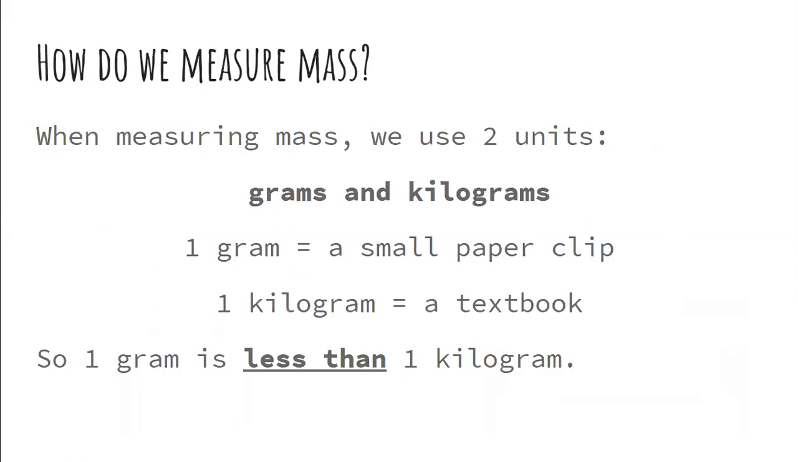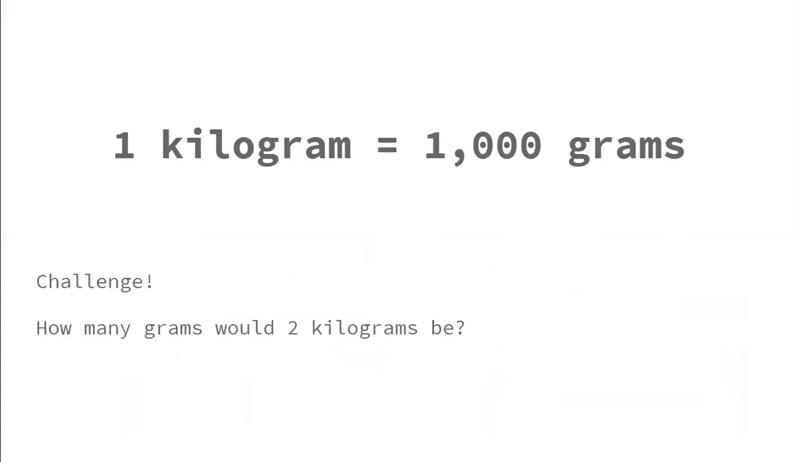How do we measure mass? When measuring mass, we use two units, grams and kilograms. 1 gram is the same size as a small paper clip. 1 kilogram is the same size as a textbook. So 1 gram is less than 1 kilogram. Also, 1 kilogram is equal to 1,000 grams.